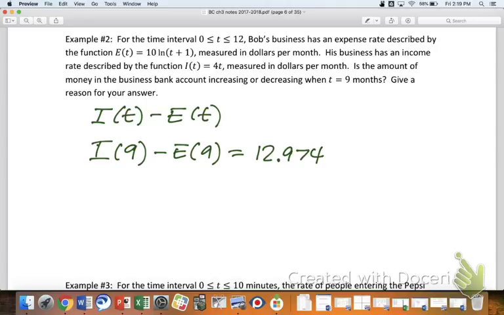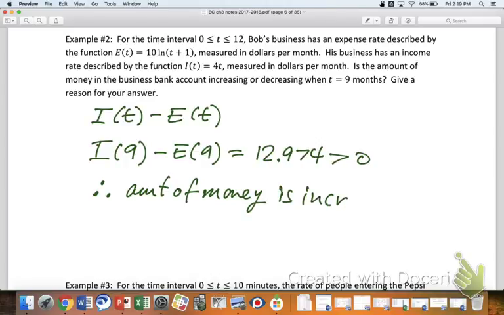12.974 is neat and everything, but what's the most important thing about that number? It's greater than 0. It's positive. Because the net rate is positive, we can use the little therefore triangle and say, therefore, the amount of money is increasing when t equals 9 months. If the rate of change is positive, that means the amount is increasing. If the rate of change is negative, that means the amount is decreasing. So to specifically address the question, that's the most important thing.